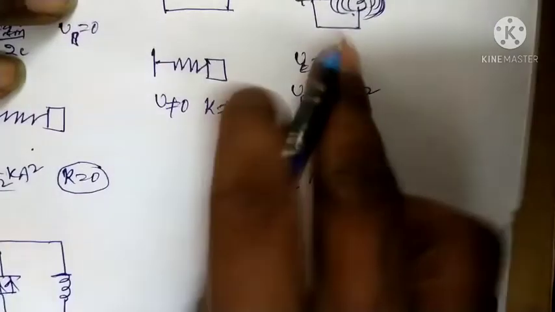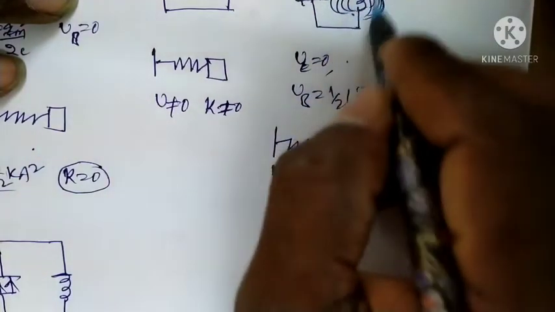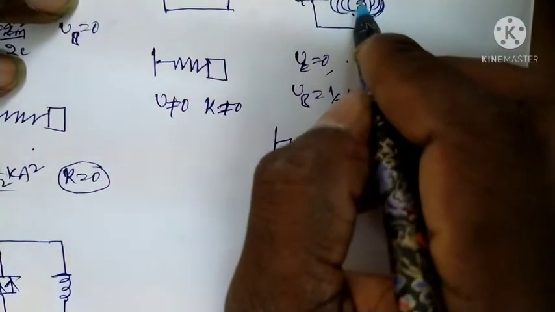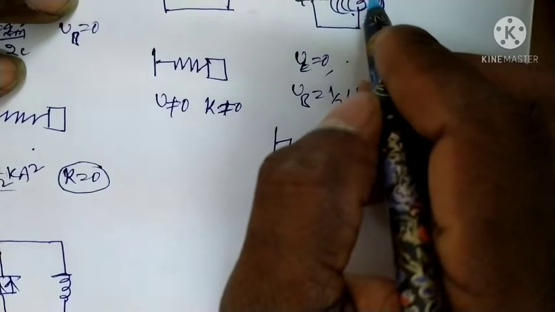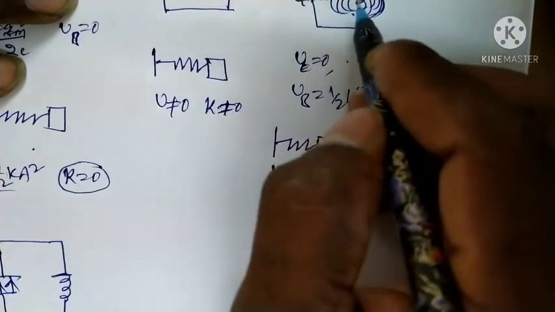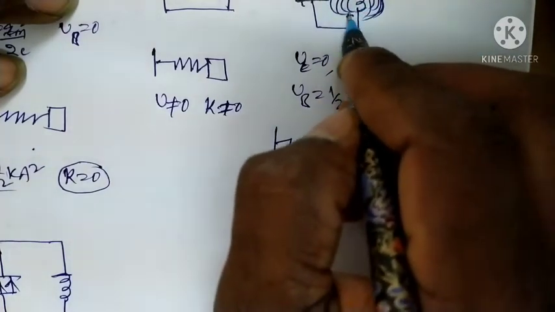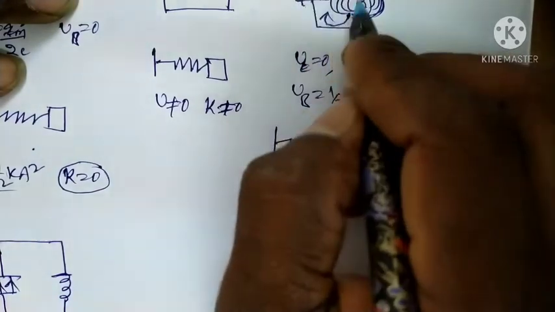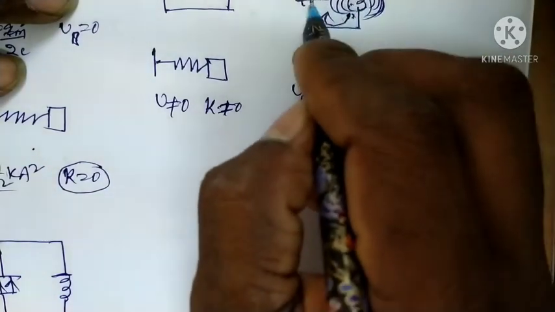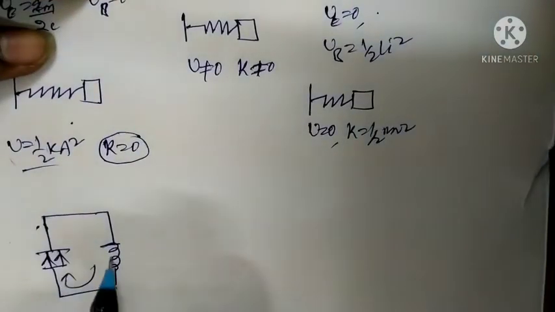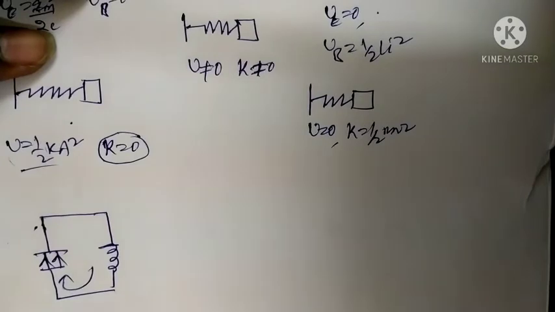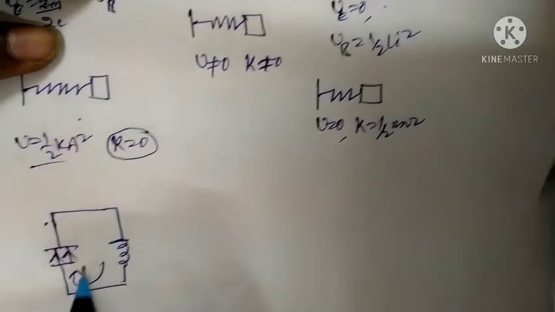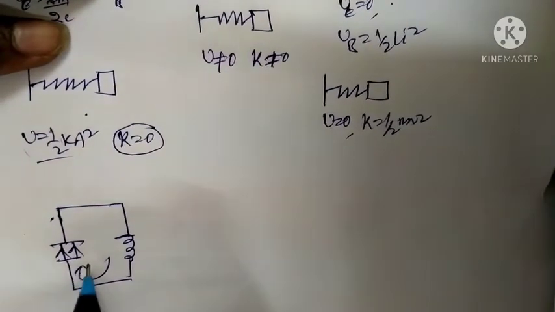Okay, in the third case, the inductor is fully charged. In the next one, the capacitor can be fully charged. This energy is converted into electrical energy, converted into a magnetic field. This magnetic field is converted back into electrical energy, that is, the charges will flow from the inductor to the capacitor. This is the reverse case.